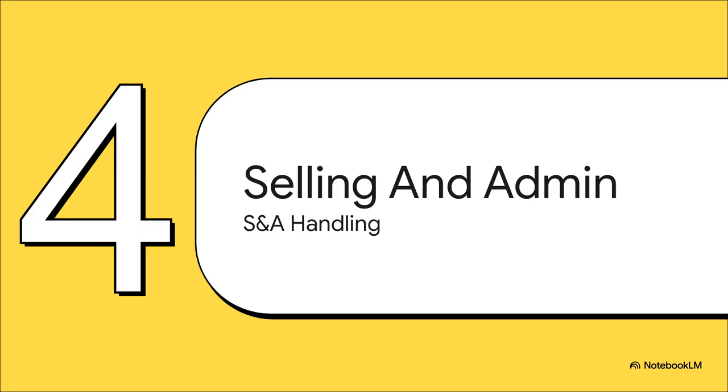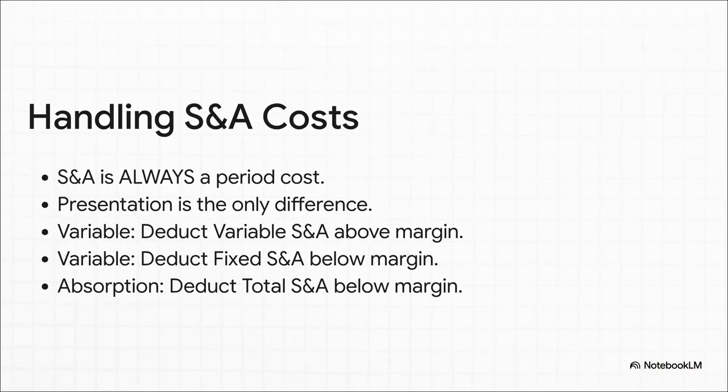All right, Section 4, handling selling and admin. Let's shift our focus to the most common nuisance area for test takers. I literally cannot tell you how many people lose easy points over the handling of selling and administrative costs, or S&A.